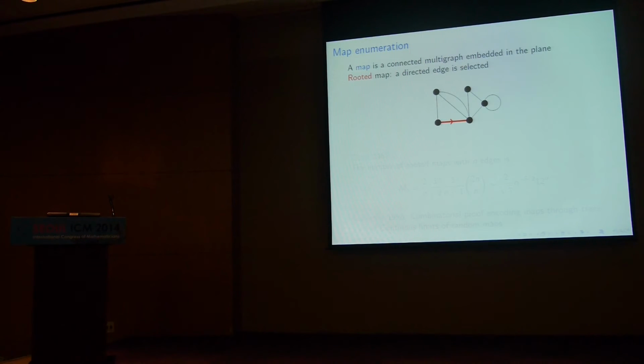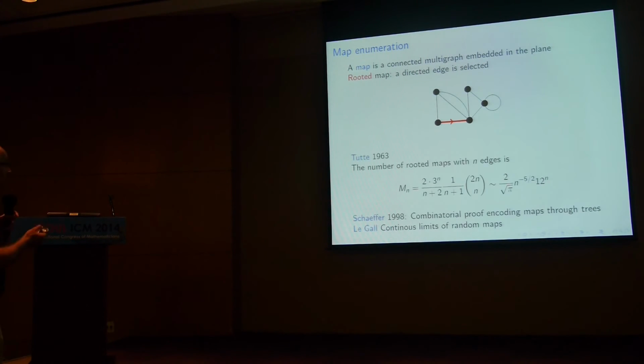And Tutte decided that it would be good to root the maps in the same way as you root the trees, because the analysis is simpler. And then he found out the best way to root was to root at an edge and to give this edge an orientation. So this is a kind of reference point. And the good point about rooting is that now every edge, every vertex, every face is distinguishable with respect to the root. So essentially this rooting kills all possible automorphisms.